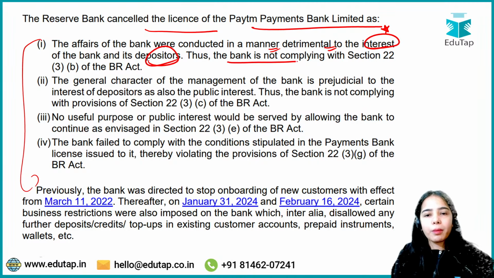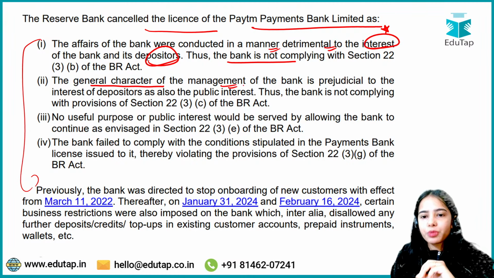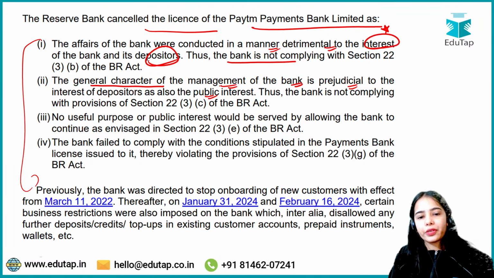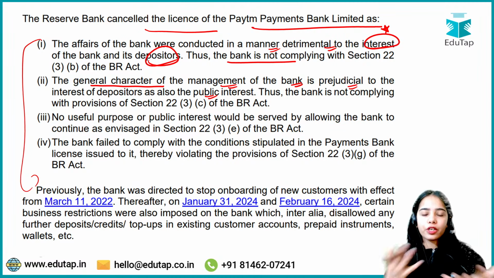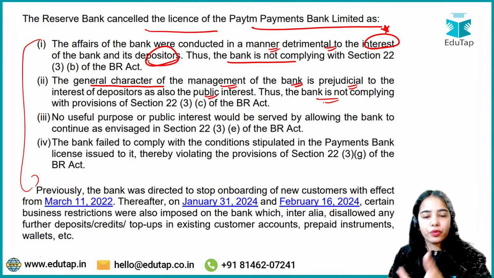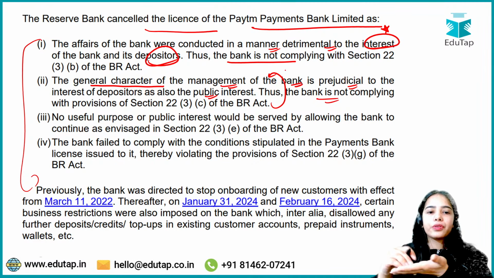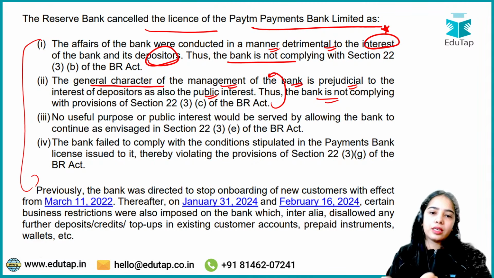Thus, the bank is not complying with certain sections. The general character of the management of the bank is prejudicial to the interest of depositors as also the public interest. So basically, the general character of the management is not good because it is prejudicial. It is not good for the interest of the depositors as also the public. Thus, the bank is not complying with the provisions that stated that the management has to work for the interest of the depositors and the public interest.